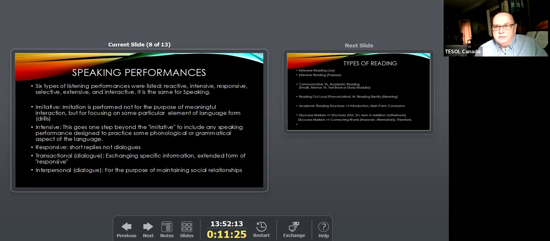There are 6 types of listening performances listed in a previous slide: reactive, intensive, selective, extensive, and interactive. It's the same for speaking. Imitation is performed not for the purpose of meaningful interaction, but for focusing on some particular element of language, such as drills.